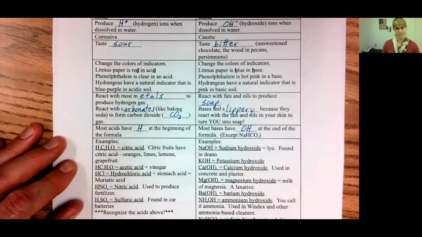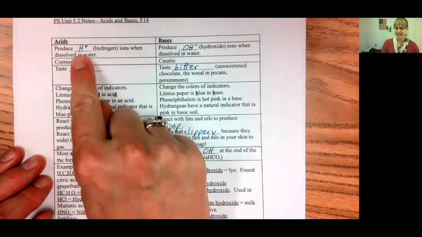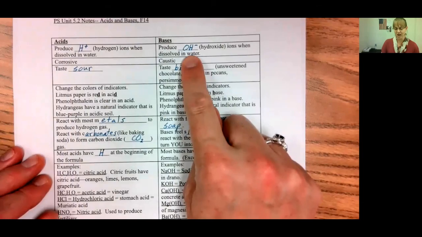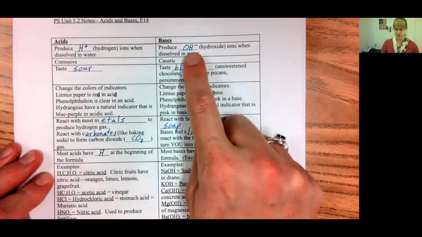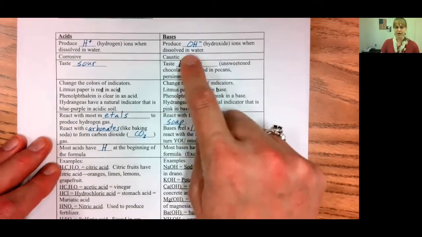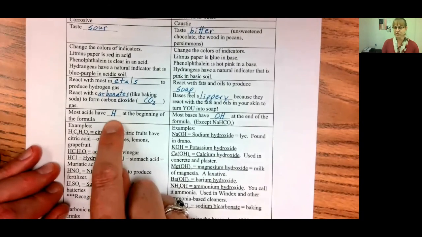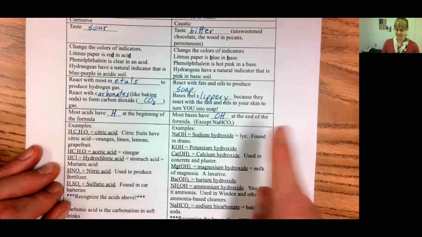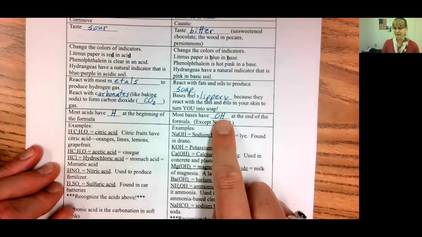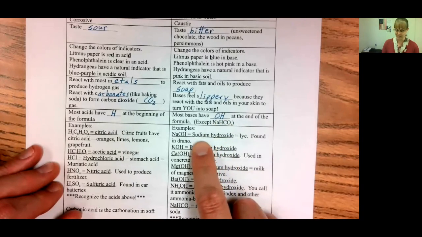Now, acids have hydrogens, bases have hydroxides. Bases produce OH when they're dissolved in water. Now, the hydrogen for an acid is at the beginning of the formula. The hydroxide for a base is at the end of the formula.